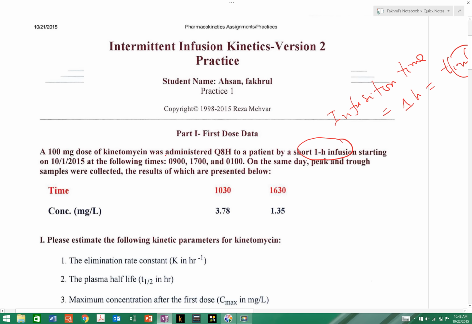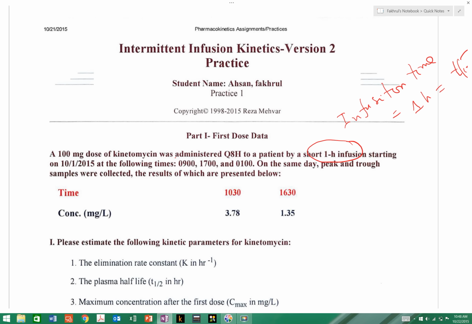Okay, and then drug was administered every 8 hours. So this also you have to take into consideration. First one was at 900 hour, second dose was 1700, and then at 0100. So that means every 8 hours you have doses: first dose, second dose, third dose.